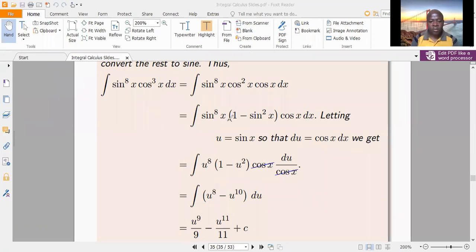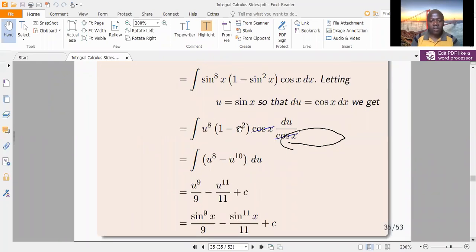So this will be u raised to 8 into 1 minus u squared, times cos x. Instead of dx, it's du out of cos x. Those cancel. And then you just replace the equivalent of u. u was sine x, so just substitute it, and you have the final answer. Remember to add the constant of integration.